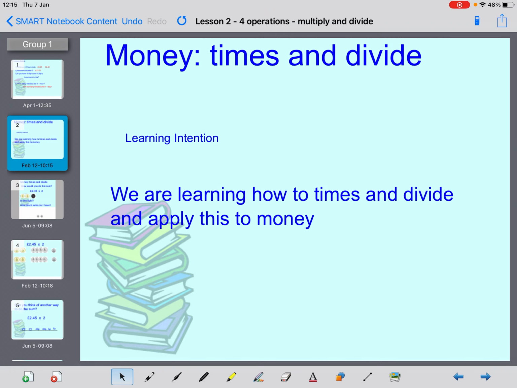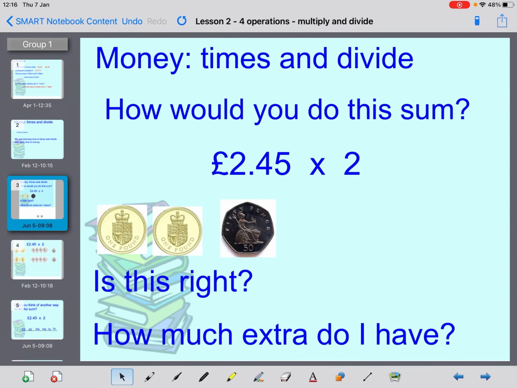Today we are learning how to times and divide and apply this to money. So here we have an example. How would you do this sum? Okay, so just pause the video a minute. How would you do this sum? £2.45 times 2.